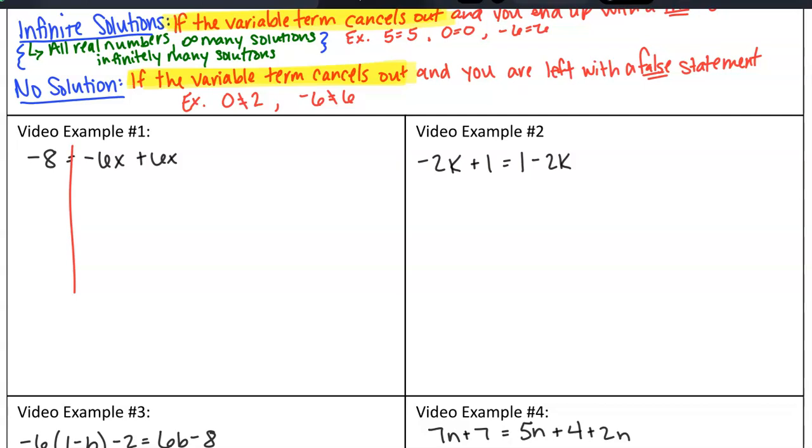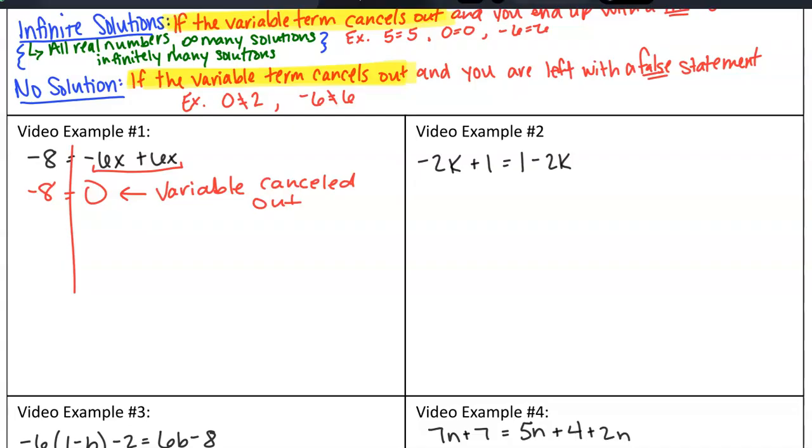Our first step always is to make sure both sides are simplified. So we still have -8 over here, but we have some like terms to combine. So -6 plus 6, well, if I have $6 and I spend $6, I have $0 left. I have no variables. My variable term canceled out. So that means it's going to be a special solution.